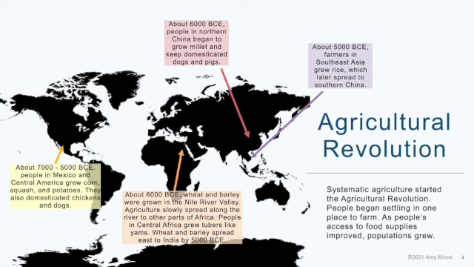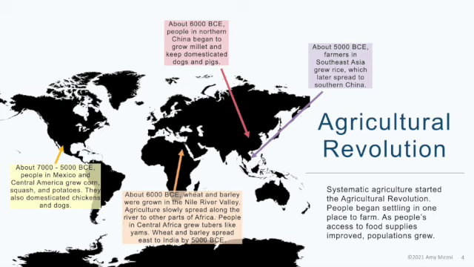Agriculture slowly spread along the river to other parts of Africa. People in Central Africa grew tubers like yams. Wheat and barley spread to East India by 5,000 BC, so it spreads from these agricultural centers. About 6,000 BCE, people in northern China began to grow millet and keep domesticated dogs and pigs. And then around 5,000 BCE, farmers in Southeast Asia grew rice, which later spread to southern China.